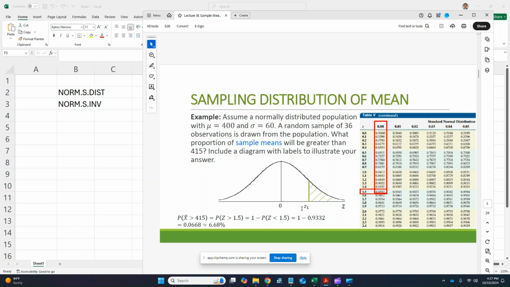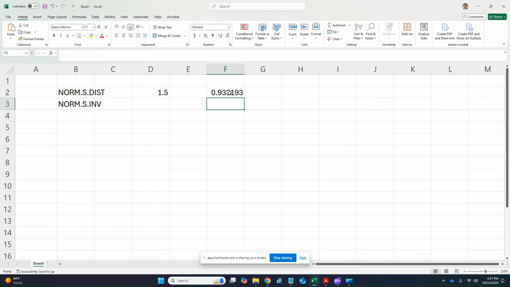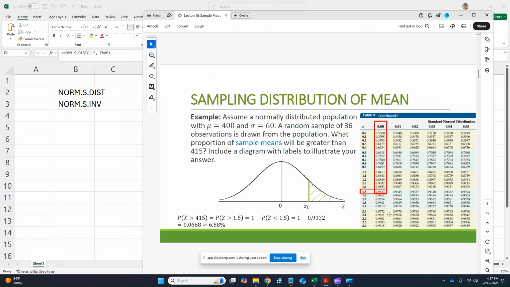So the bottom line is you use the command norm.s.dist when you have a z-score and you try to find the probability. You can do the other way as well: you have the probability, but you try to find the z-score.